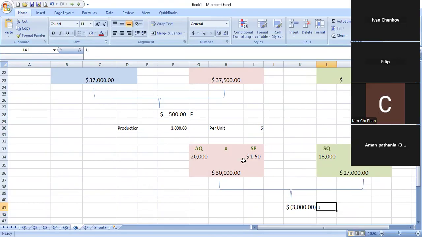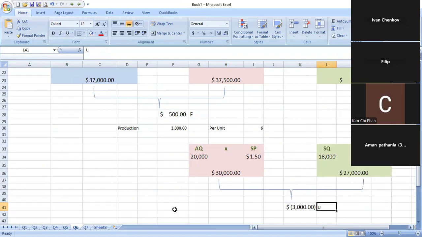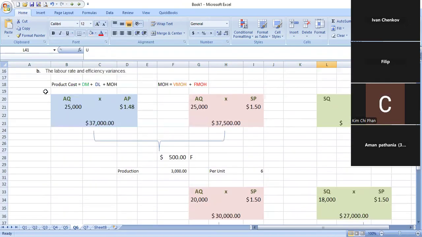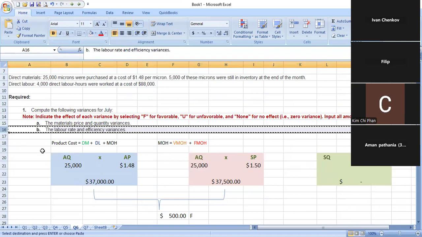Now, the other question is, can I get the overall spending variance? Should I look at this one and this number? No. Why? Because we're in different realities now. Don't forget that. So that was for the material. Now let's go and do the labor.